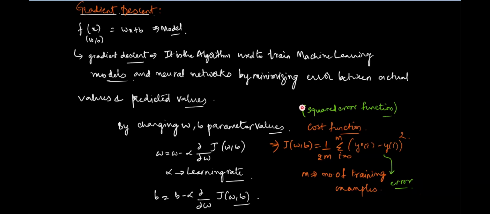Everyone. So today we'll learn about gradient descent. So what is gradient descent? It's an algorithm to train machine learning models as well as neural networks. It minimizes the error between the actual value and the predicted value. So how does it change?